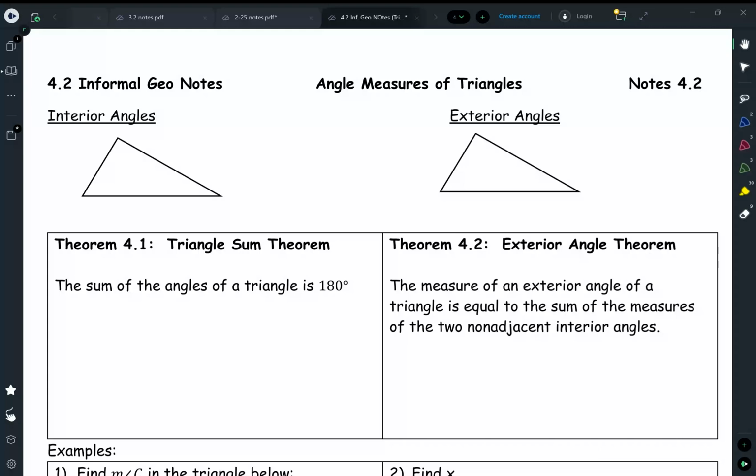Hello class, these are our notes for Informal Geometry section 4.2. This is about angle measures of triangles. So first we need to talk about the difference between interior angles and exterior angles.